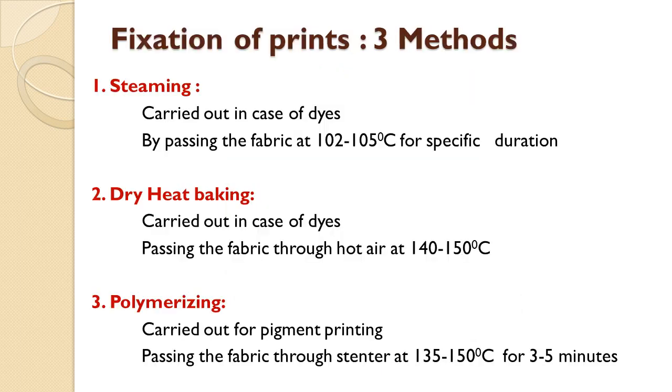There are 3 methods of fixation basically. First is steaming, second is dry heat baking, and third is polymerizing. Steaming is generally carried out in case of dyes. For water soluble or insoluble dyes on cotton, we carry out steaming at 102 to 105 degrees Celsius for a specific duration.